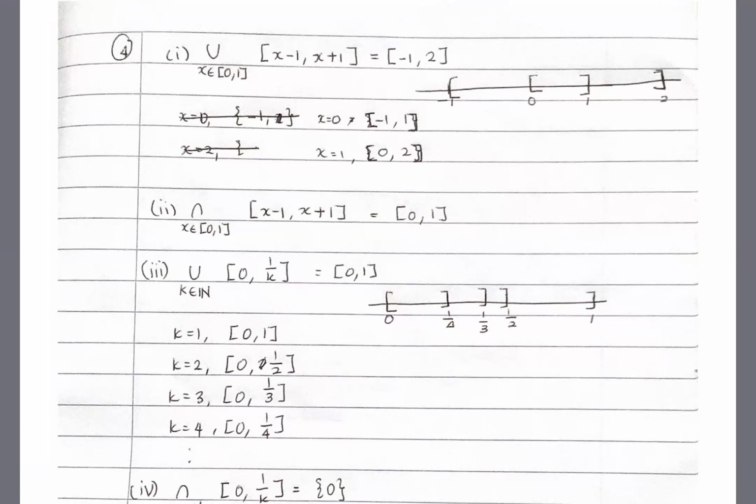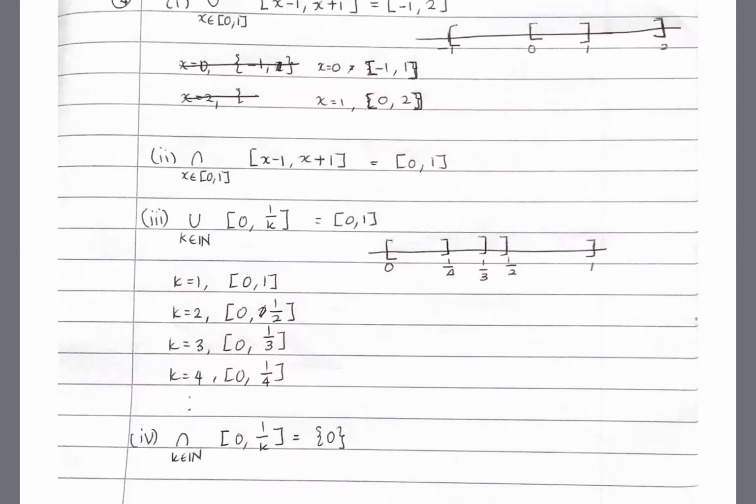For the third problem, it is the union over k, for natural numbers, of the interval from 0 to 1 over k. I tried to substitute from 1 until all the natural numbers, until infinity, so it is from 0 to 1. Is it correct for the union? Yes, this is trivial.